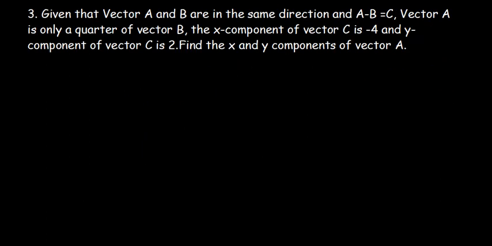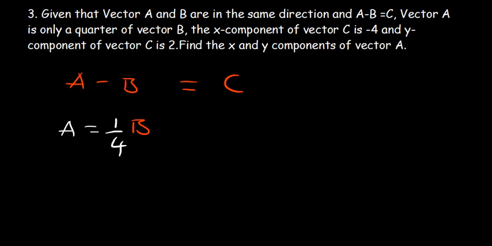Given that vectors A and B are in the same direction, and A minus B equals C. Vector A is only a quarter of vector B. So vector A is only a quarter, and a quarter is 1/4, of vector B. Okay, cool. Then what else have we been told?